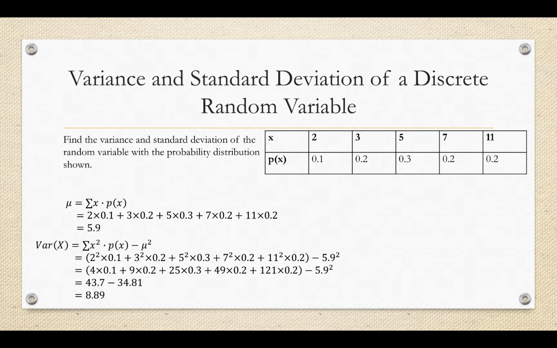Now we haven't been asked for the variance though, that's only one part of our question. We've also been asked to find the standard deviation. And so to find the standard deviation, we simply take the square root of the variance. So the square root of 8.89 gives us 2.981. So answering the question, the variance is 5.9 and the standard deviation is approximately 2.98. I hope you found this video helpful.